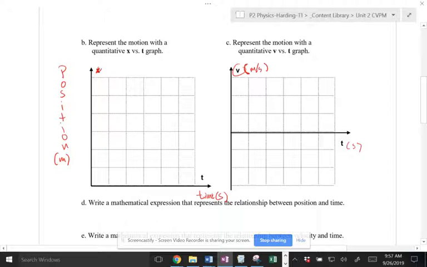Dots are every 1 second. The first dot is located at 2 meters. So 1, 2, 3, 4, 5, 6. All right. So I'm going to put my first dot at 2 meters. 2, 3, 4, 5, 6. Where's the next dot at? 4 meters? Yeah. Okay. And that's going to happen at 1 second.